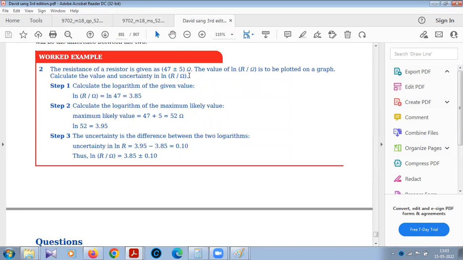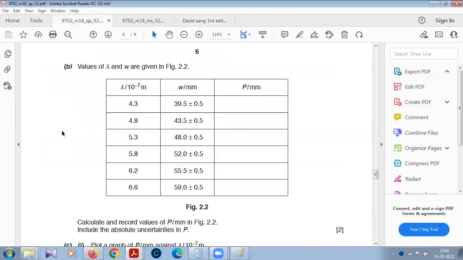Like here, see, this resistance is given as 47 plus minus 5. So this plus minus 5 is the error. Now you have to find out the error in ln of r, ln of the resistance. So how do you find out the error in this? First you find out ln of 47. Then you find out ln of 47 plus 5, and then you subtract it. When you subtract it, you get the error. So to find out the error for the ln, it is different. So you see these kinds of different cases.